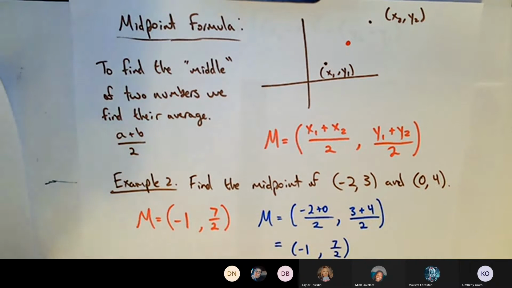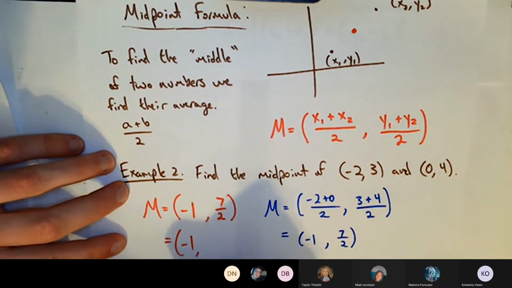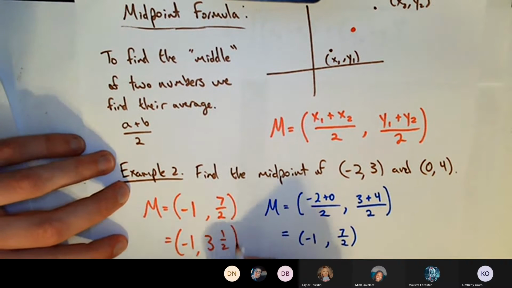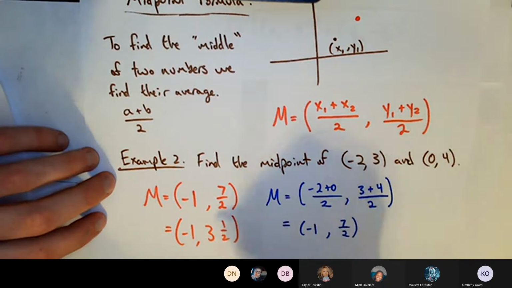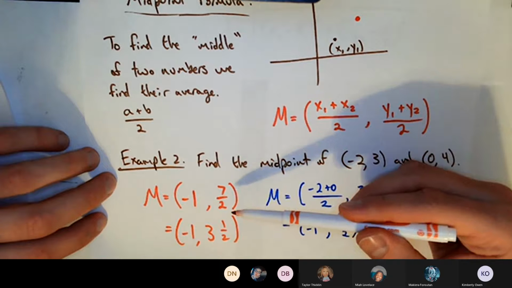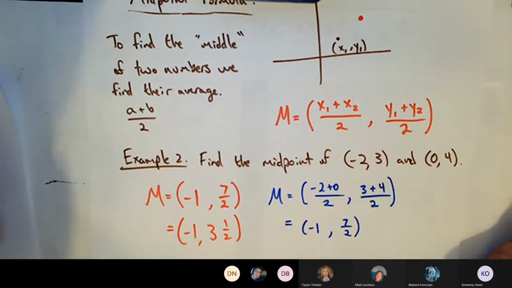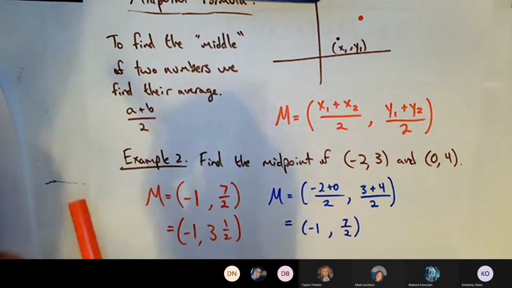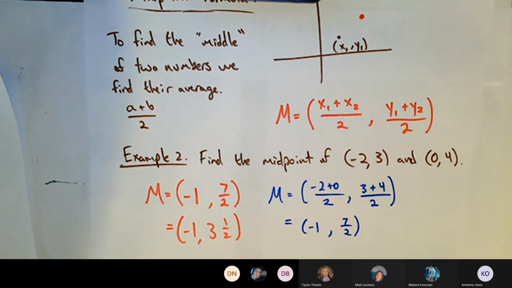And if you did want to graph this point, you would probably want to write it like 3.5 so that you knew where to put it, right? Like if you actually wanted to draw these 2 points and then draw this point, finding out where 7 over 2 is, it's easier to think of it as 3.5. That's going to be easier to find on the graph. But either one is perfectly fine. All right, so that's pretty straightforward.